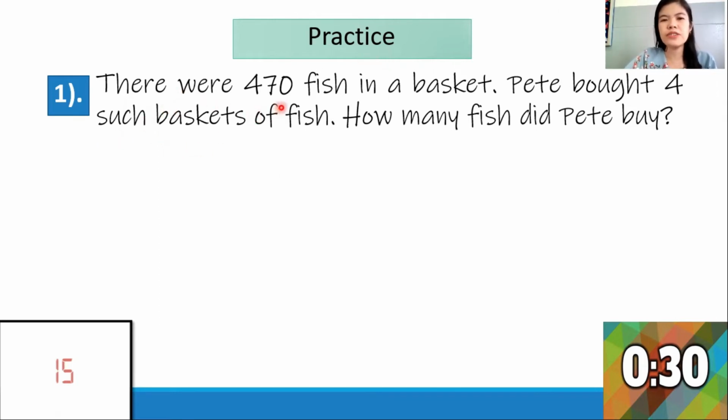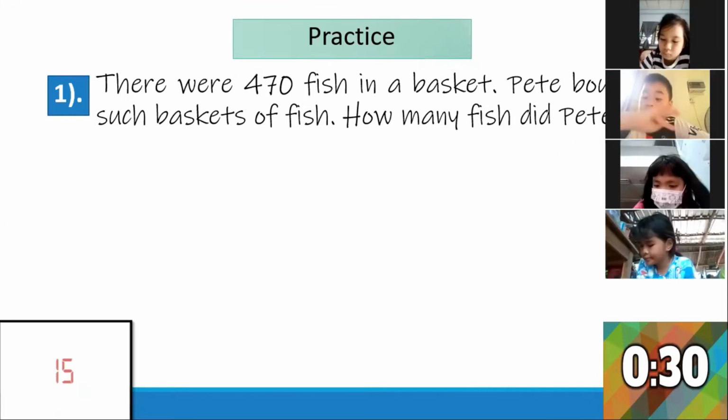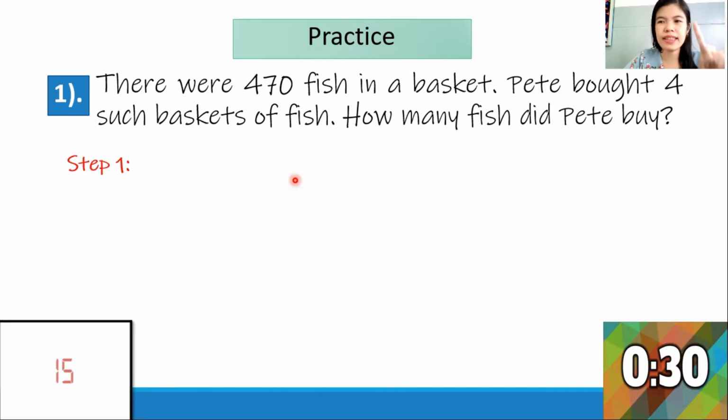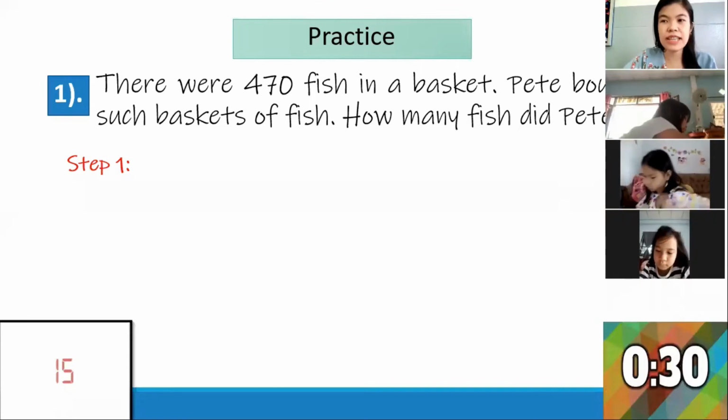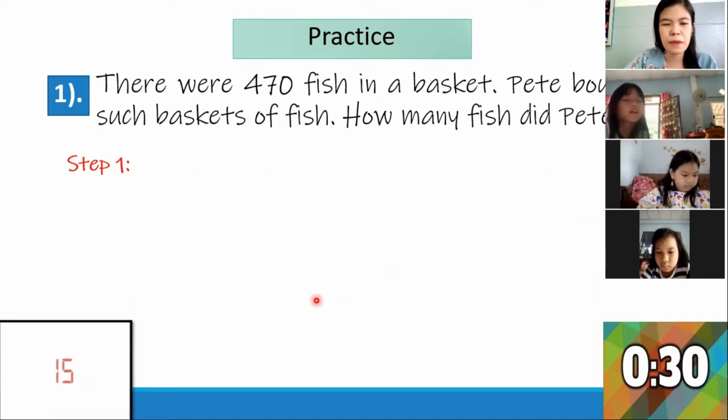There were 470 fish in a basket. Pete bought 4 baskets of fish. So how many fish did Pete buy? Step 1, you have to identify the problem. What is the question? What are we looking for? Everybody answer in 15 seconds. Write your answer on the paper.